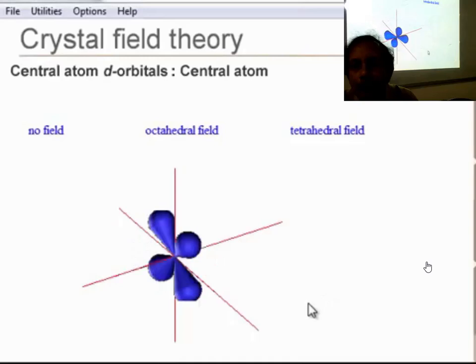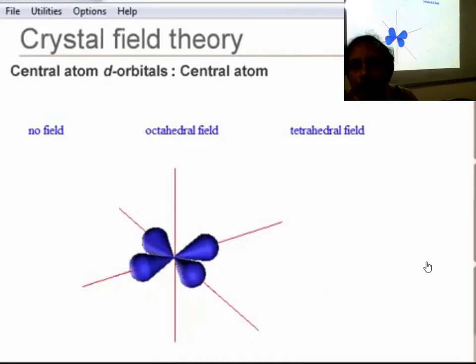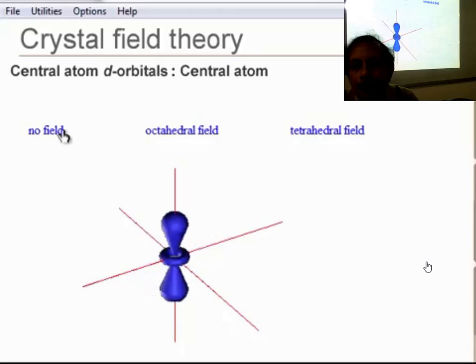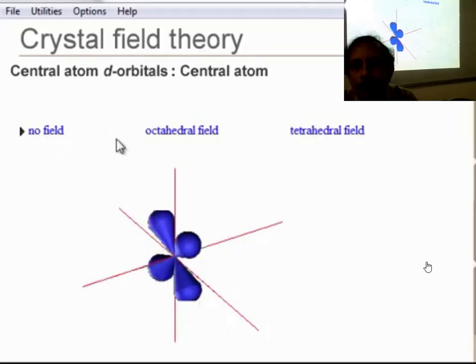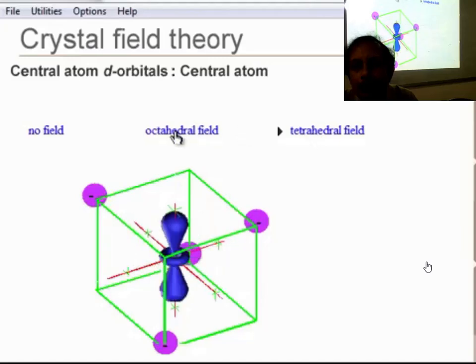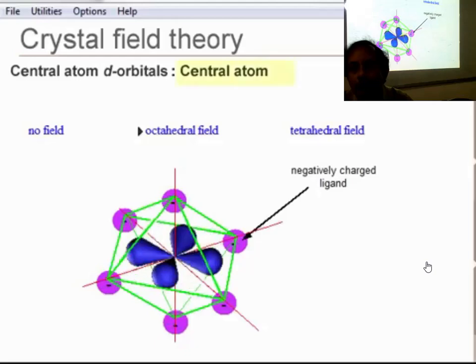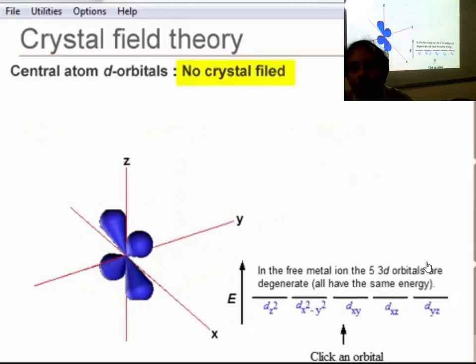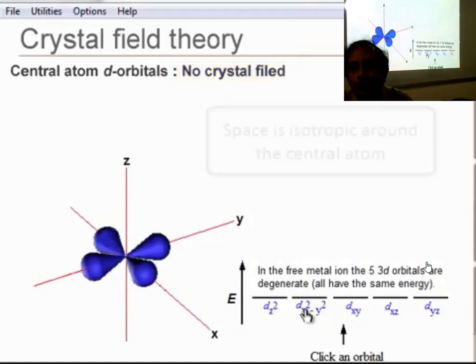Transition metal chemistry is dominated by the d electrons that can occupy the 5d orbitals. Here are shown the 5d orbitals of the free central atom, also the 5d orbitals in the tetrahedral field and the 5d orbitals in an octahedral field. For a free transition metal, in the absence of any crystal field, the 5d orbitals are degenerate, which means that they all have the same energy.